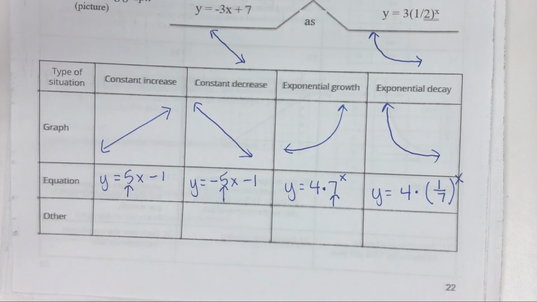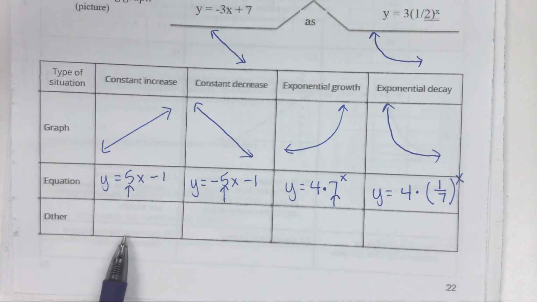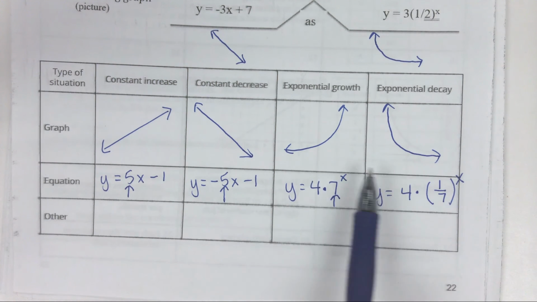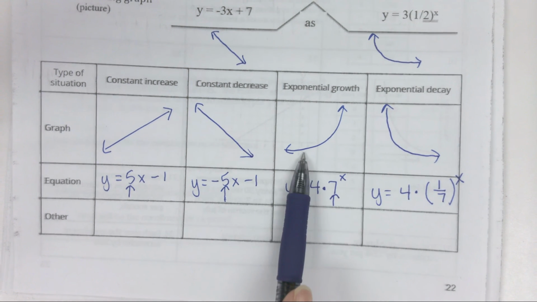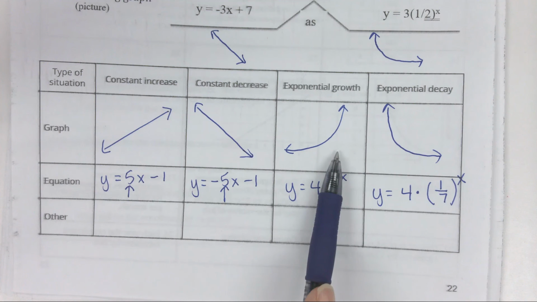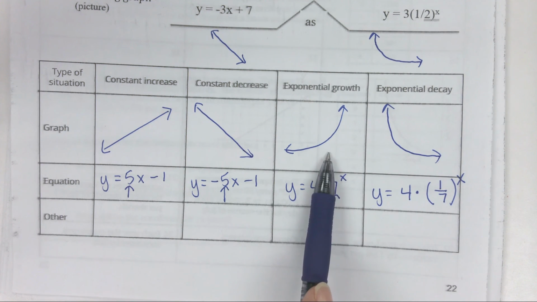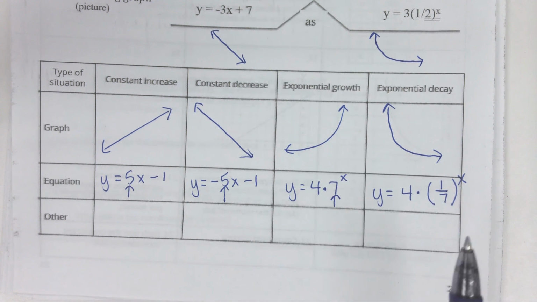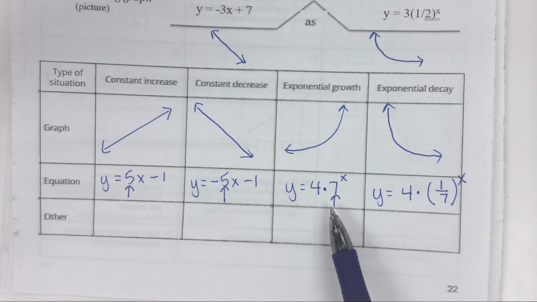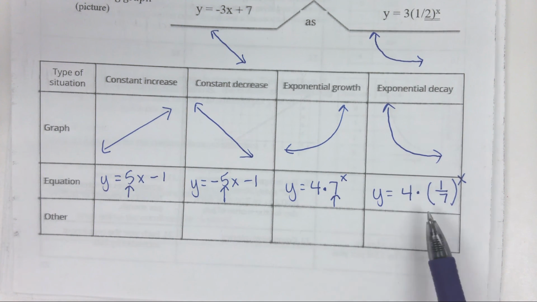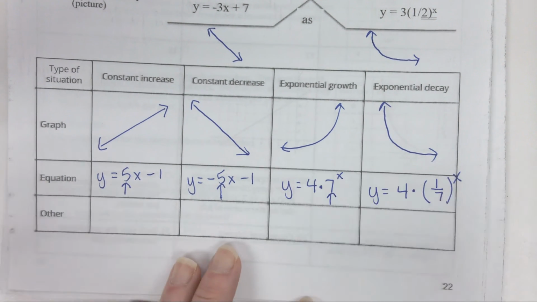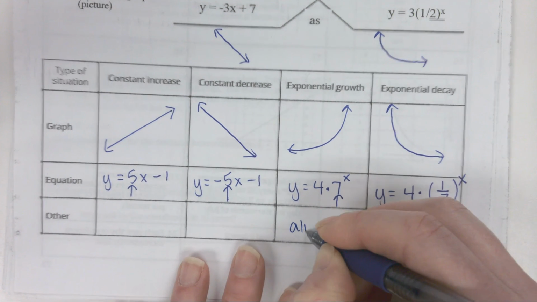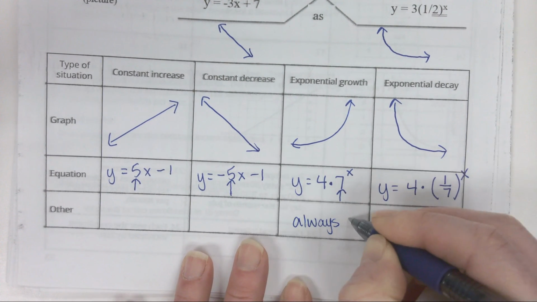Here's another thing that we're going to notice in this class. You know how I was saying this never goes below 0, right? Because really what we're using exponential growth and decay for is real situations. And if I have an initial condition, it's always going to be positive. And after I multiply by something or divide by something, it's still always going to be positive. So for this class, I'm going to write here, it's always greater than 0.